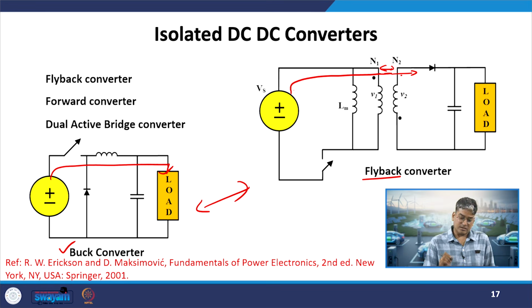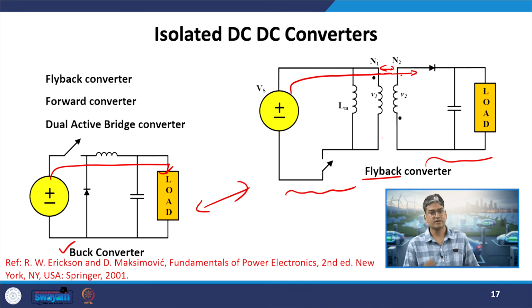So an isolated DC converter means there will be a breakage of the electrical path, that is, we cannot travel from the source to the load side through the electrical path itself, whereas in non-isolated we can directly travel from the source to the load by the electrical path. So it will be continuous. So here we can have two different groundings.